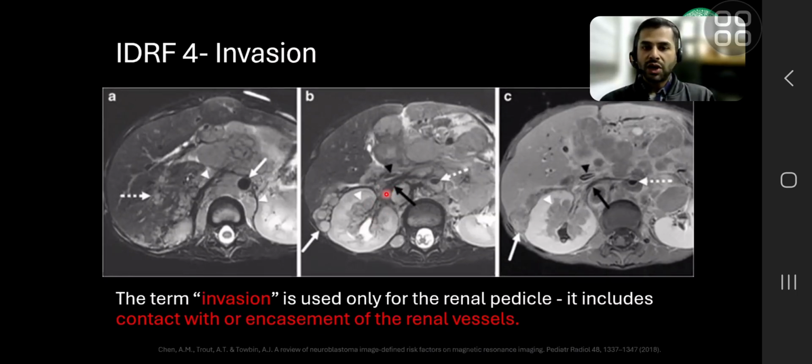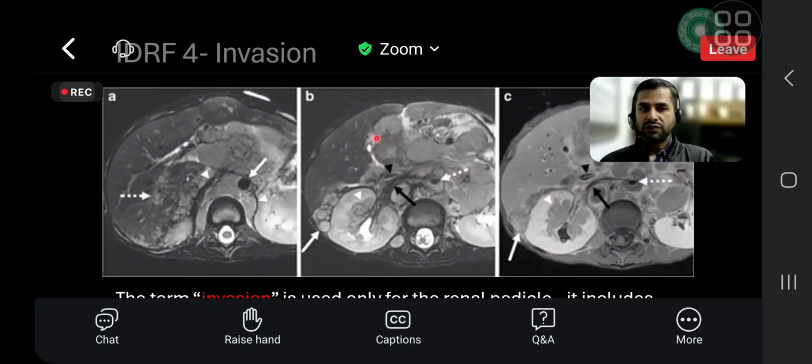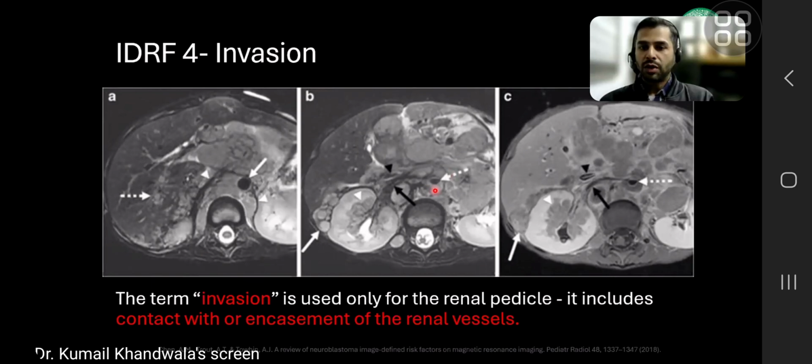So on these MR images, you can see that there is a large neuroblastoma, and it completely encases the right renal pedicle, and therefore it constitutes positive invasion, which is the fourth image-defined risk factor. Additionally, you can see that there is complete encasement of the abdominal aorta, and there is infiltration into the right lobe of the liver and the right kidney as well. So these are additional image-defined risk factors.